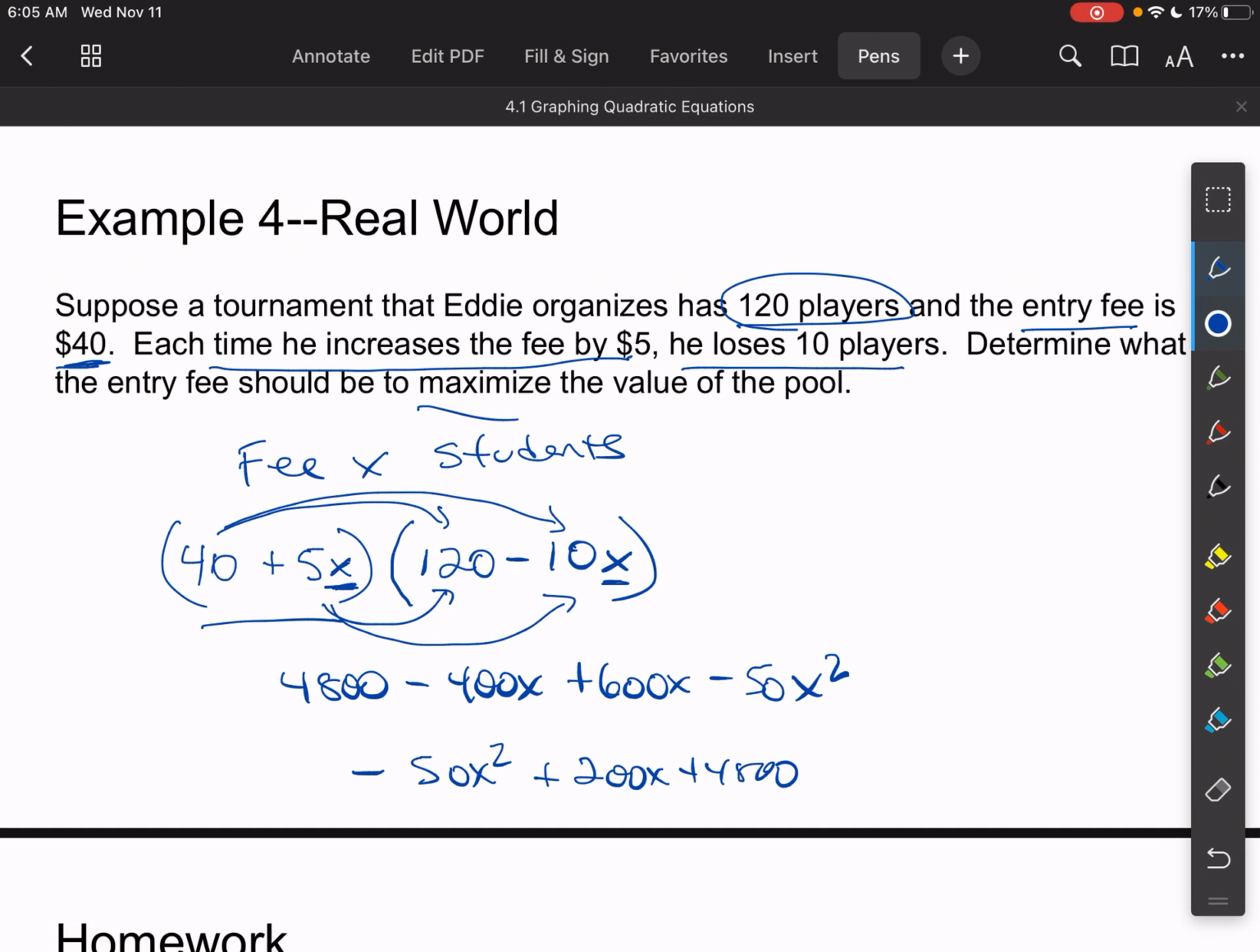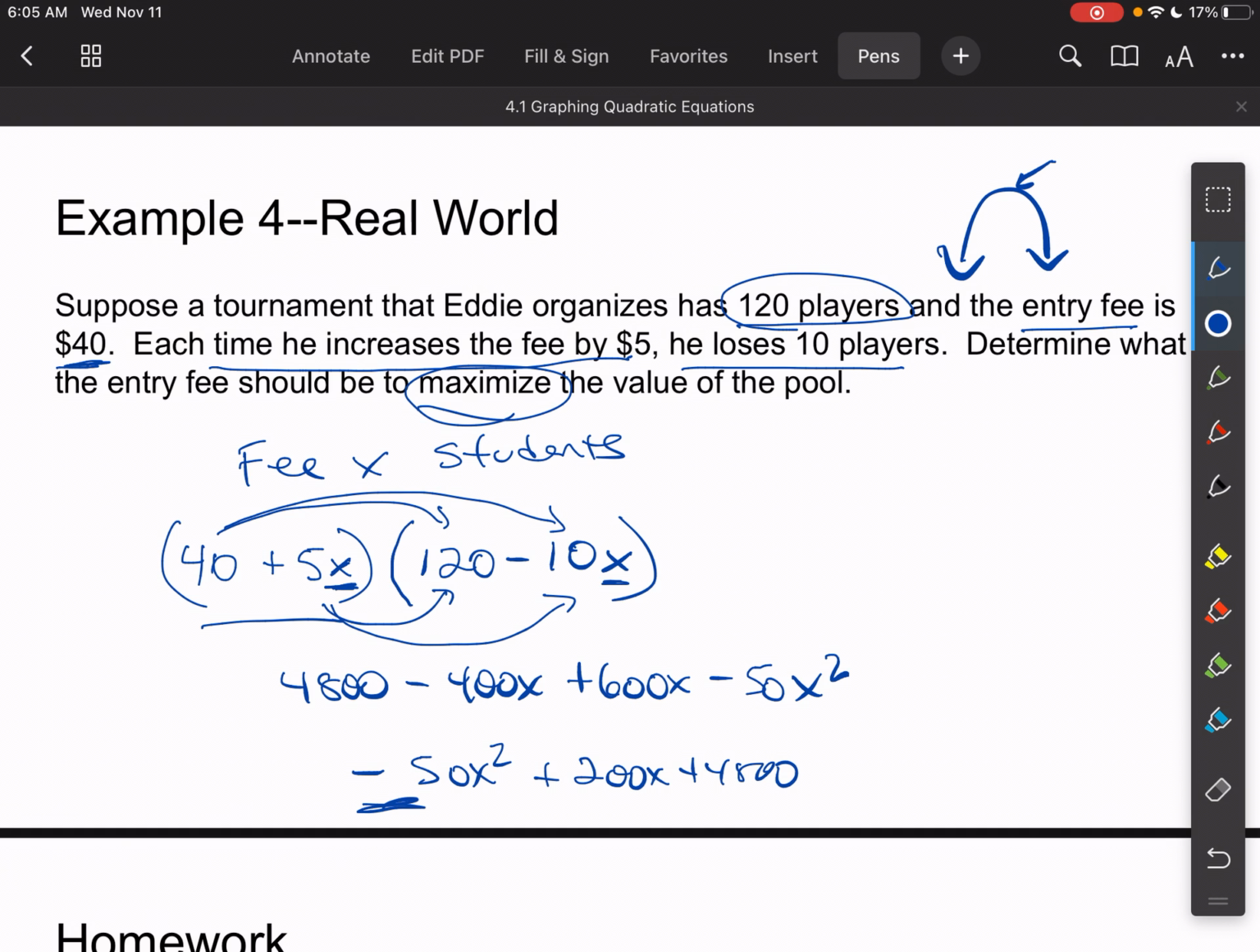Okay, if we're looking to maximize the value of the pool, and we know that this is a negative here, we know that this thing is a parabola that looks like that. Okay, we just want to find out where this happens. This is why these things are actually very useful in the real world. Because this happens all the time in business where we use these to maximize a profit or something. Okay, so where does that thing happen?